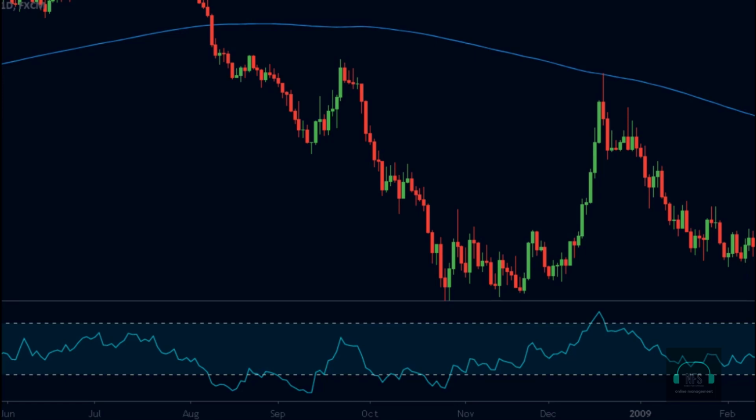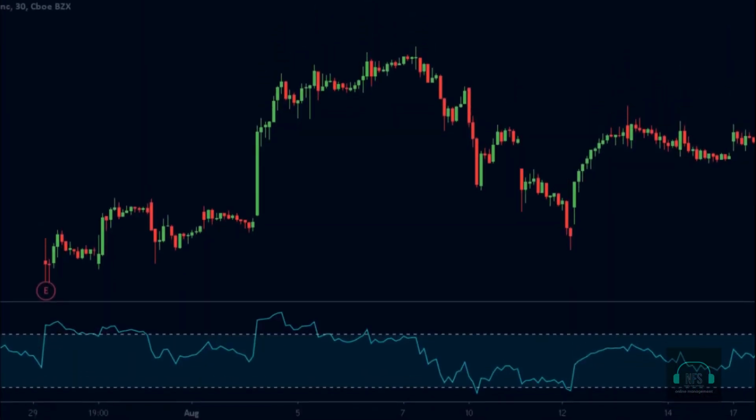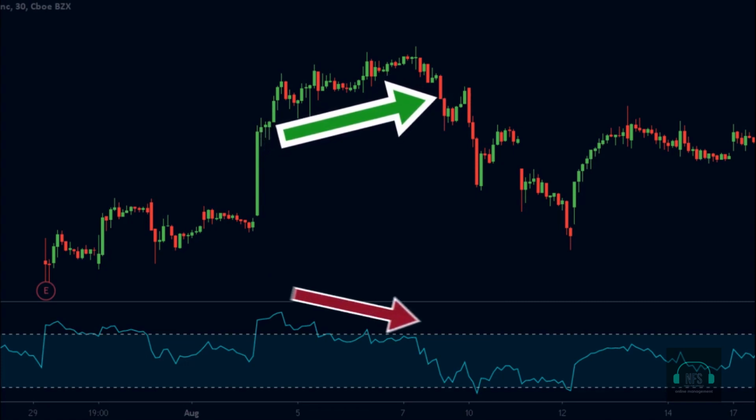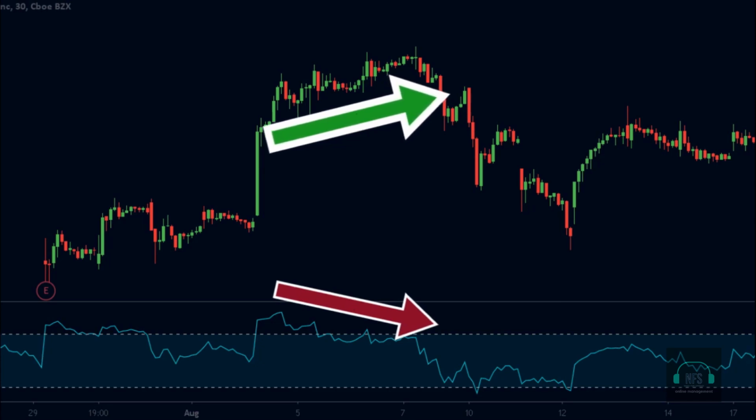Let us understand this concept by an example. Here is the AMD stock on a 30-minute time frame. Here we can see the price is gradually making higher highs. The RSI, on the other hand, is making lower highs. Hence, there is a clear and visible divergence in the RSI. But we will not go short here.